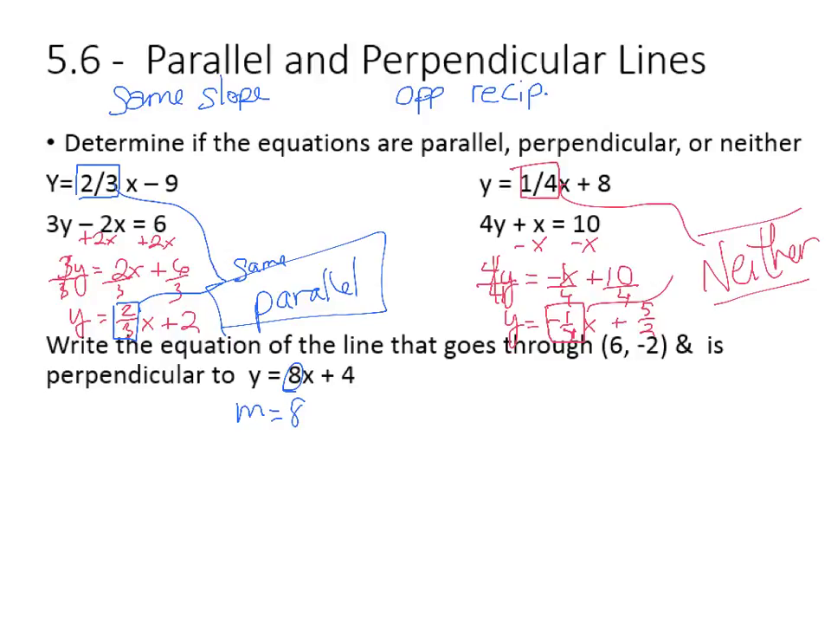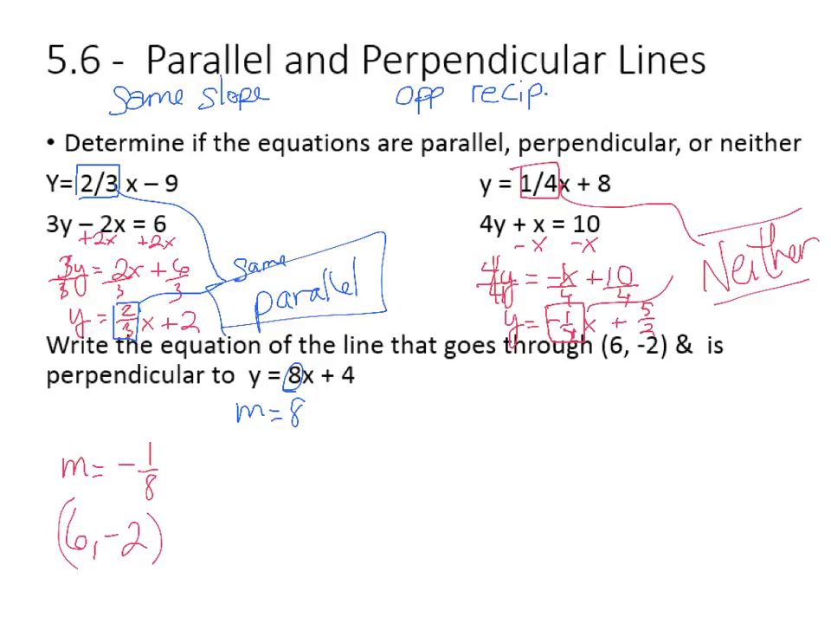Now if I want to write the equation of a line that's perpendicular to that, then my slope needs to be the opposite reciprocal. If they said parallel, then I'd want to make sure it was the same slope, and I'd use a slope of 8. But this is perpendicular, so the slope I'm going to use is the opposite reciprocal. I'm going to use a slope of negative 1/8. And then I'm going to use that point 6, negative 2, and I'm going to go write the equation of the line.